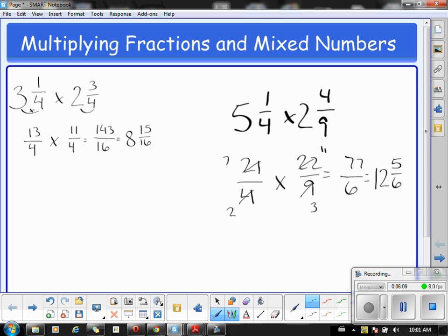So with the cross-reducing, not only are we working with smaller numbers when we're multiplying, we don't have to reduce our answer in the end. So that's a quick little reminder on how to multiply fractions and mixed numbers.